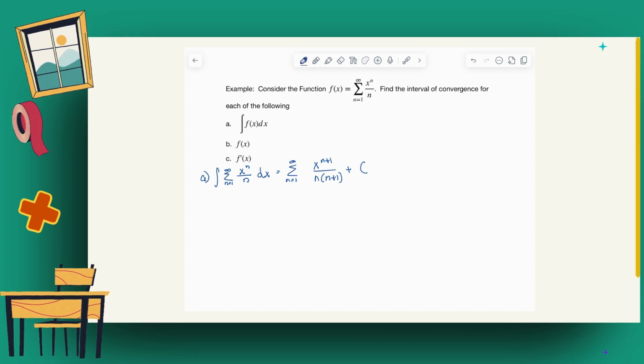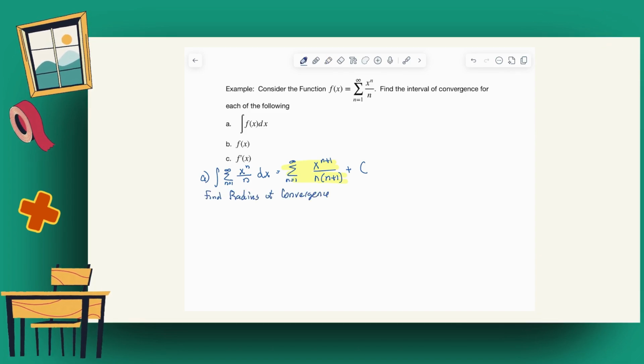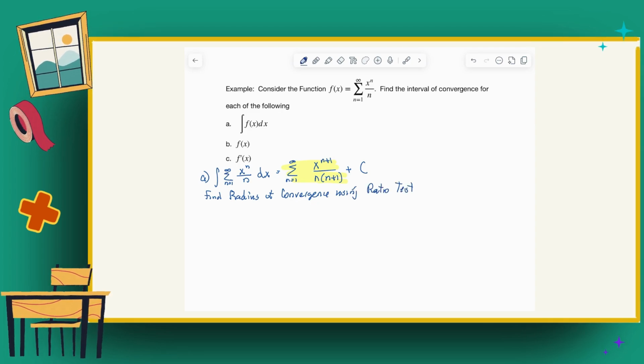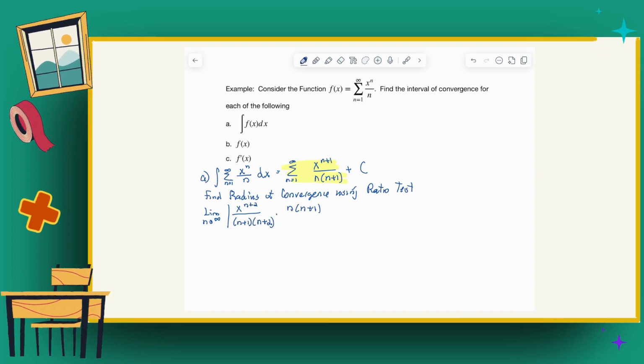Now to find our interval of convergence, we need to start by finding our radius. We find our radius by using our ratio test. So that's going to be the limit as n goes to infinity. We're going to add 1 to each n here, so that's going to be x to the n plus 2 divided by (n plus 1) times (n plus 2), times the reciprocal of our original function here, which is n times (n plus 1) over x to the n plus 1 power. Let's simplify this down. So I'm going to rewrite x to the n plus 2 as x times x to the n plus 1.